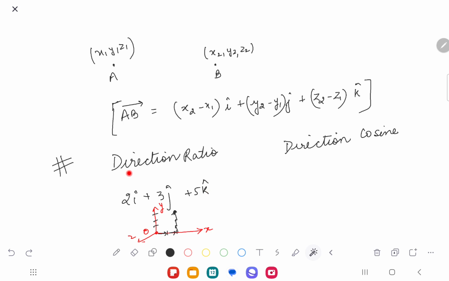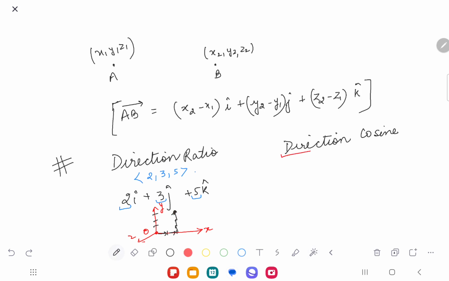So how do we write down the direction ratio? The direction ratios are written like 2, comma 3, comma 5. Understood or not? Yes, ma'am. Basically, the coefficients of i, j, and k are called the direction ratios because they are telling me in which direction I am supposed to move exactly, to make the main vector. So that is direction ratio. Are you understanding?